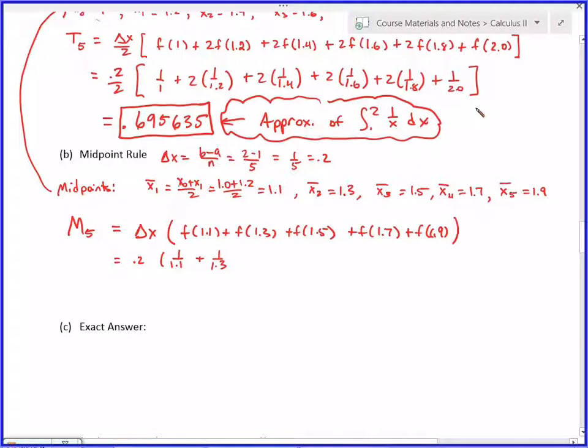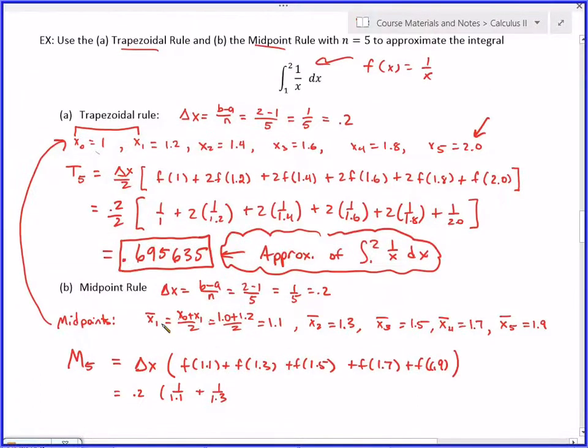Remember, the reason I'm writing 1 over 1.1 is that's the function f in this case. If the integrand was something different, if it was sine of x or cosine squared of x, you're plugging in these values of xi bars into whatever function is inside the integral. That's why I'm using 1 over the number: 1 over 1.5 plus 1 over 1.7 plus 1 over 1.9.